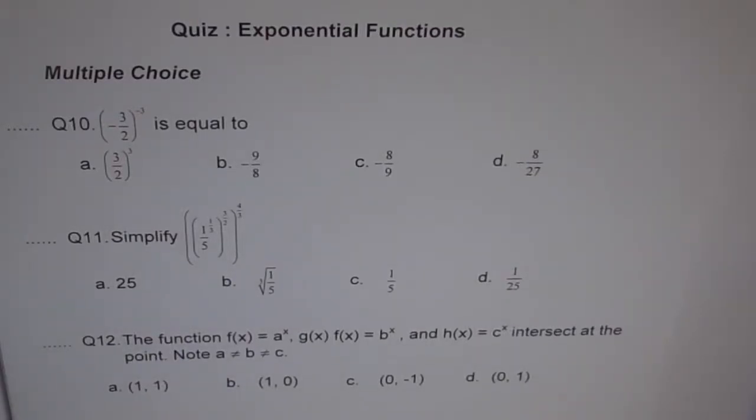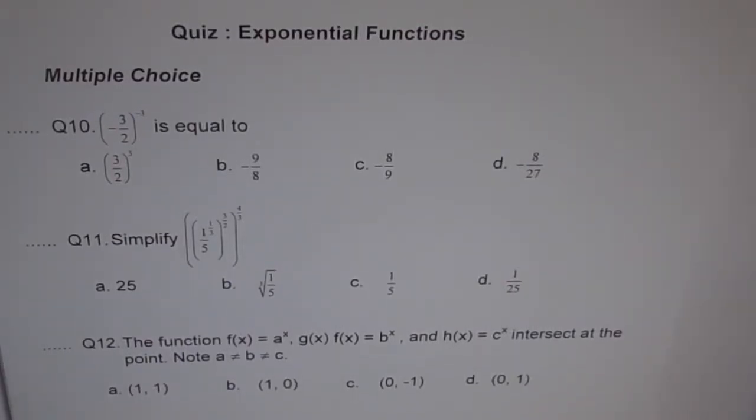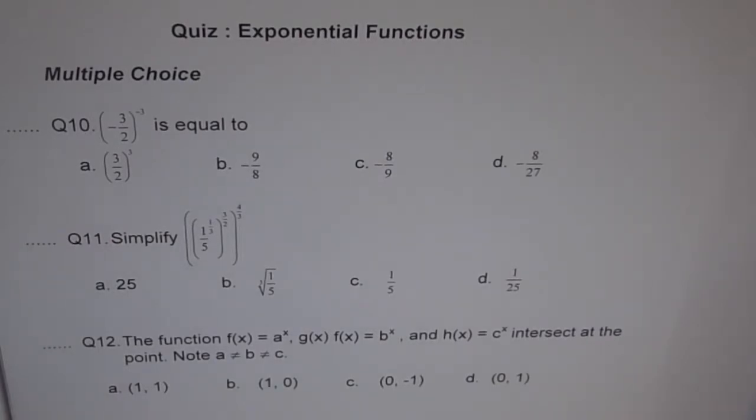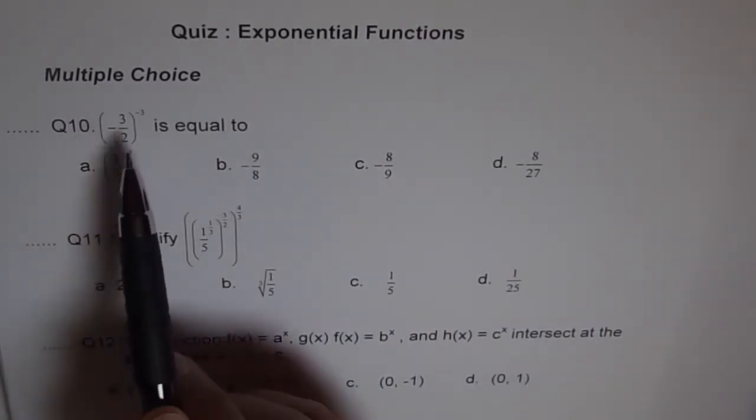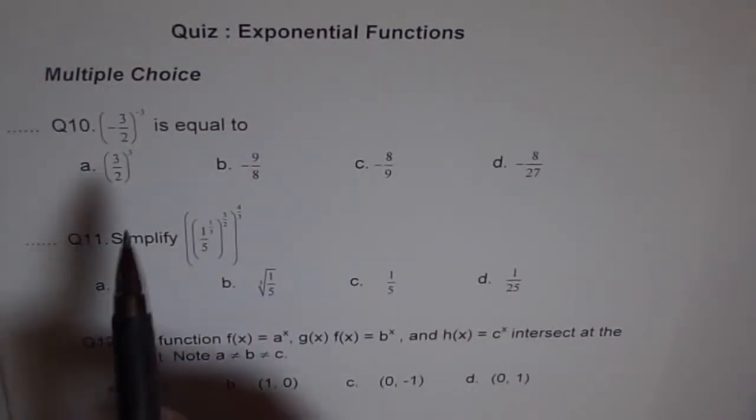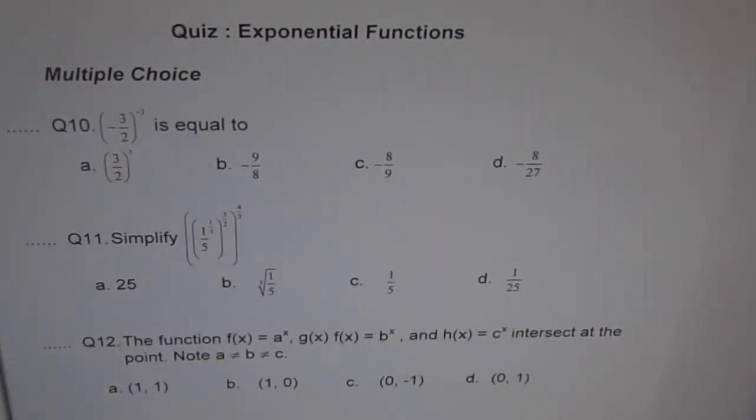Here are questions 10 to 12, multiple choice questions on exponential functions. I'd like you to make a note of these questions, answer them, and then move on with the video and see the answers. Question number 10 says, (-3/2) to the power of -3 is equal to, and four choices.